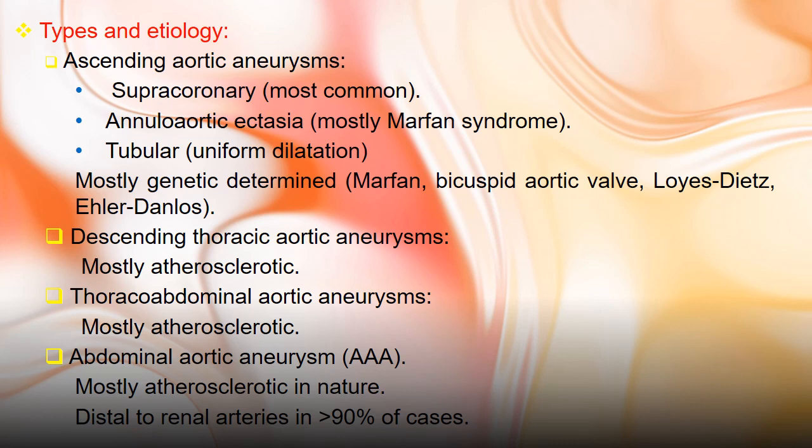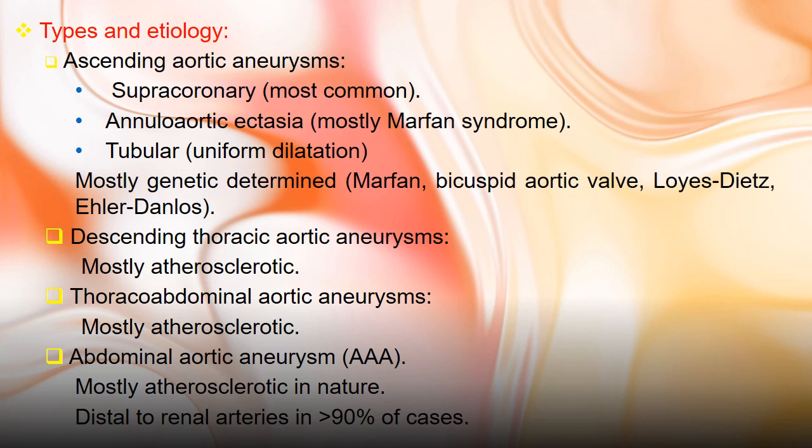It may extend from the annulus to the aorta. We call it annulo-aortic ectasia, or tubular. Tubular is similar to annulo-aortic, but the shape is cylindrical. So we call it tubular aortic aneurysm.